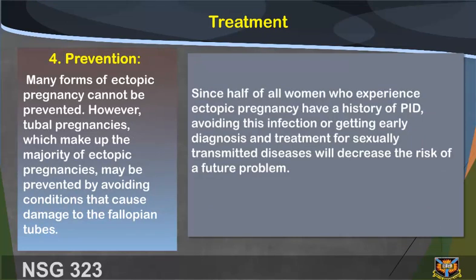4. Prevention. Many forms of ectopic pregnancy cannot be prevented. However, tubal pregnancies, which make up the majority of ectopic pregnancies, may be prevented by avoiding conditions that cause damage to the fallopian tubes. Since half of all women who experience ectopic pregnancy have a history of PID, avoiding this infection or getting early diagnosis and treatment for sexually transmitted diseases will decrease the risk of a future problem.